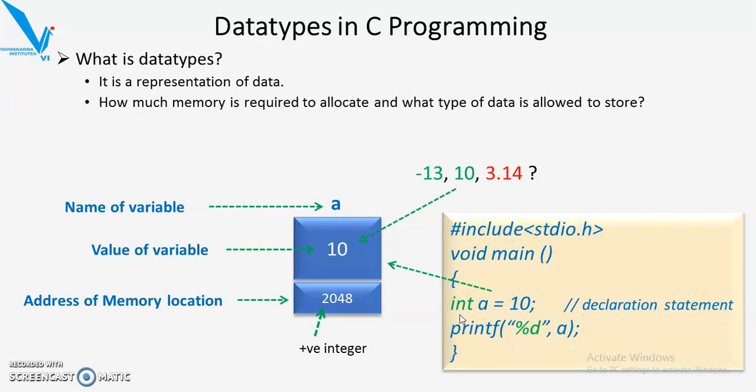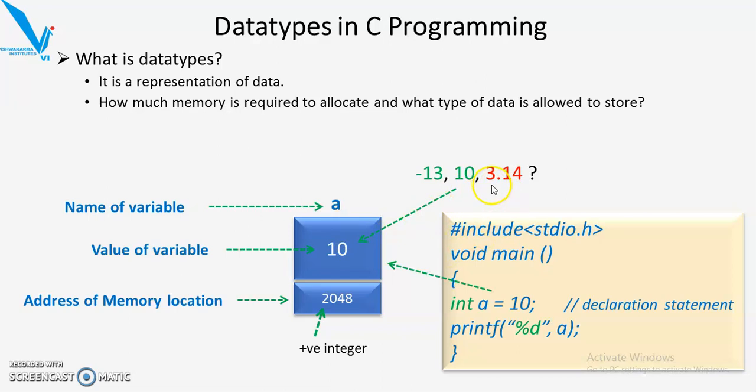Now the question is, can we store -13, that is negative integer? Of course we can store this negative integer in this int type of variable. So it is allowed. Now if we consider 10, can we store this number in this int variable? Yes, we can store this 10 into this variable.